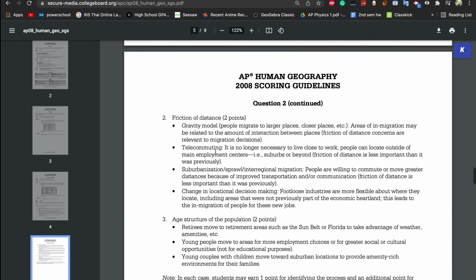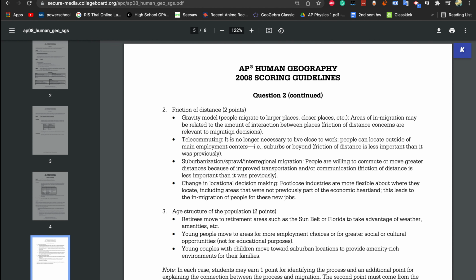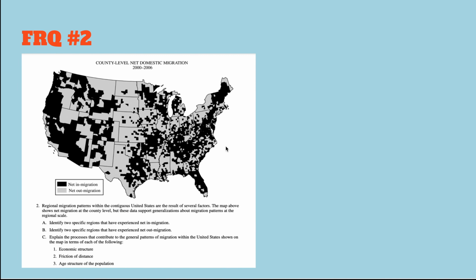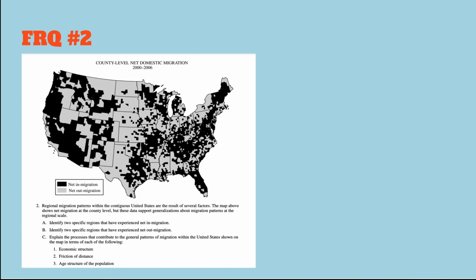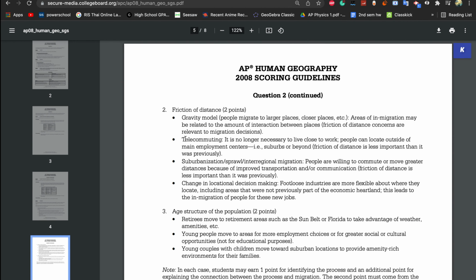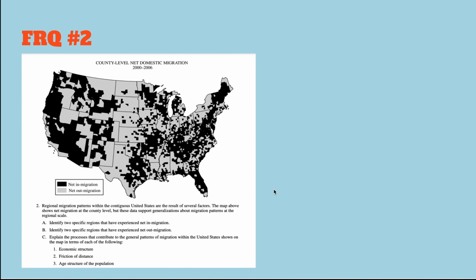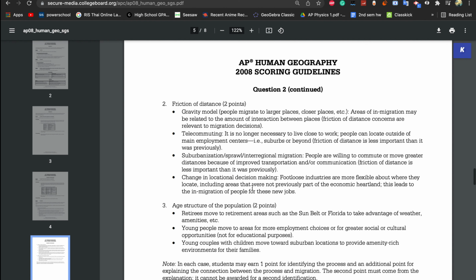Friction of distance. Well, you can talk about telecommuting. Usually you would have to live close to your work, but now because of telecommuting, you could live far away from your work and still do your job. So you could again talk about suburbanization. People are willing to move farther away, so the coefficient of the friction of distance is decreasing. So it's more acceptable if you live far away, and there's less of an impact. So these are the things you could talk about for friction of distance.